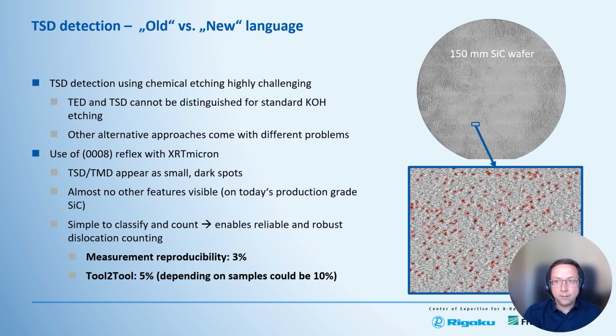So what does it mean? If we look on the right-hand side lower picture, you can easily count these kind of dark spots. And using this kind of method, we have already achieved a measurement reproducibility of about 3%, which is really great, and a tool-to-tool reproducibility of about 5%.